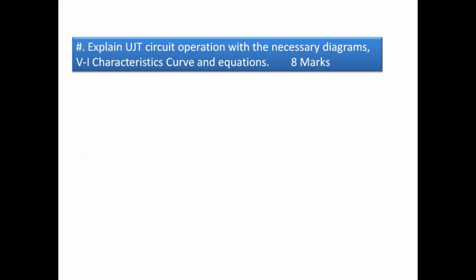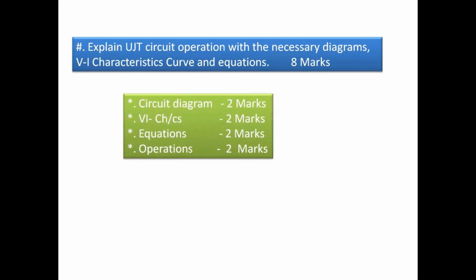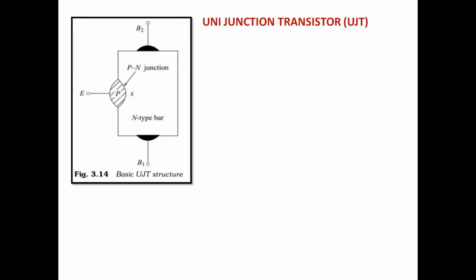Hello students, in this video I am going to explain UJT circuit operation with necessary diagrams, VI characteristics curve and equation. In VTU paper you may get this question for 8 marks and the expected answer should be in this format: circuit diagram which carries 2 marks, VI characteristics 2 marks. So all the information will be shared with the equal weightage. So let's proceed to understand the unijunction transistor.